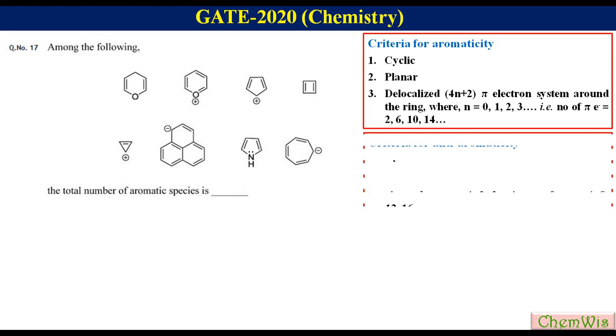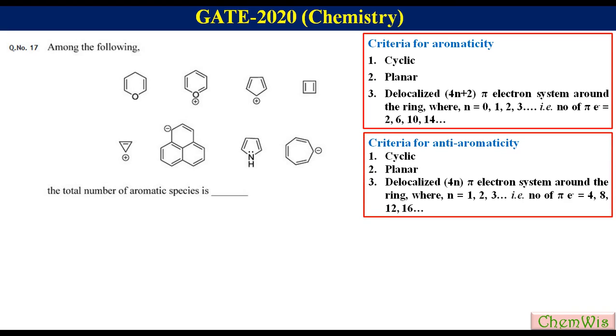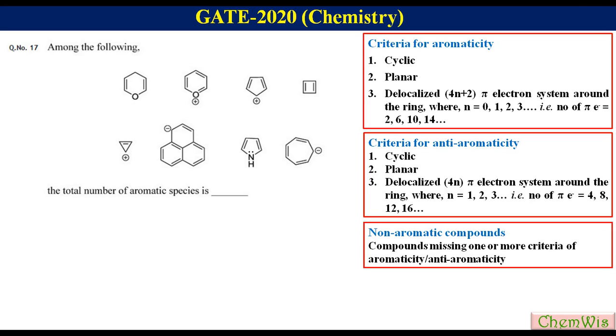For a molecule to be anti-aromatic, it should be cyclic and planar with 4n pi electrons, where n is equal to 1, 2, 3, etc. That means the number of pi electrons should be 4, 8, 12, 16, etc. Non-aromatic compounds miss one or more of these criteria. Now we will examine these given structures one by one.